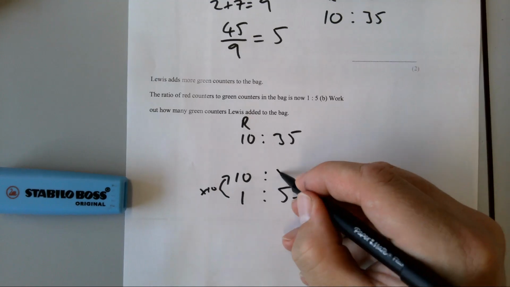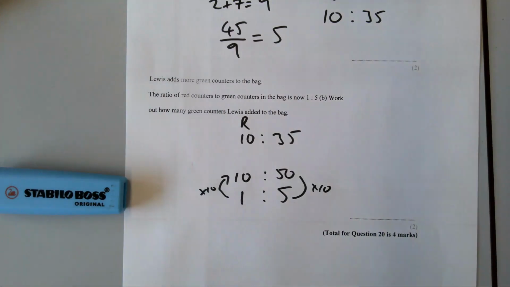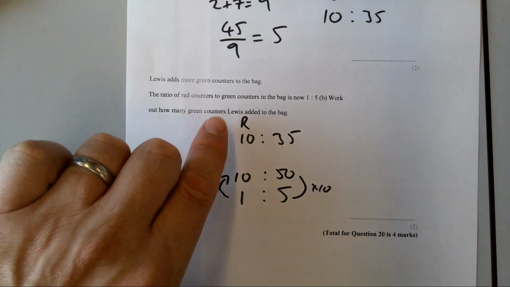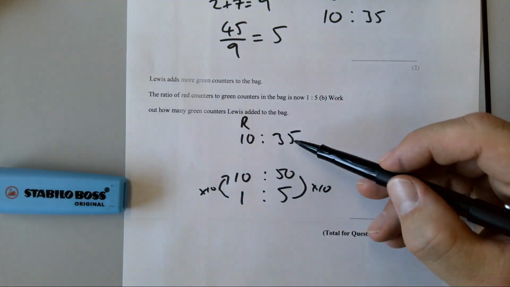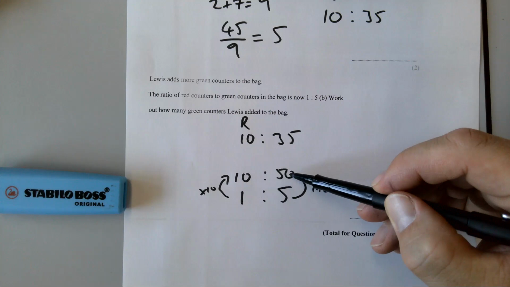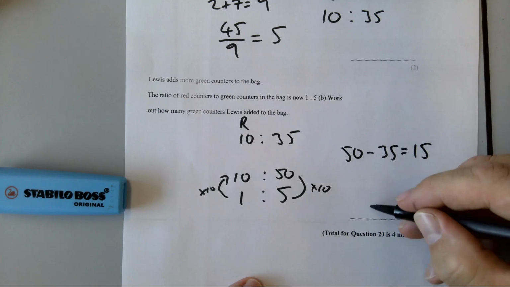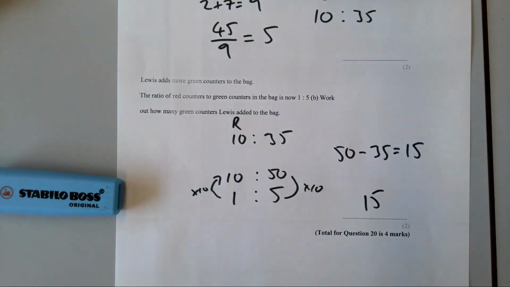Now I need to carefully answer the actual question. Work out the number of green counters Lewis added to the bag. So there was 35. There's now 50. So 50, take away the 35. He's put 15 counters into the bag.